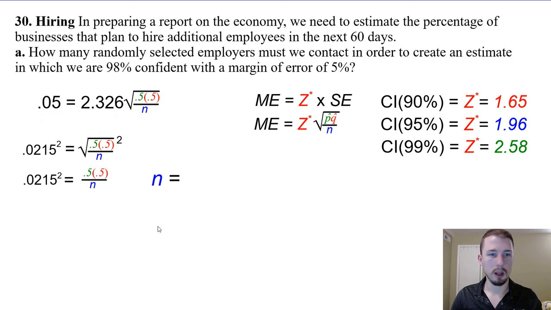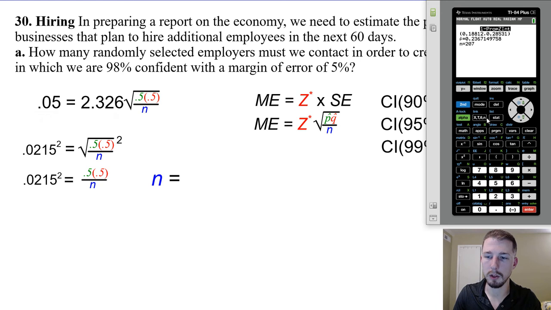All right, number 30, hiring. In preparing a report on the economy, we need to estimate the percentage of businesses that plan to hire additional employees in the next 60 days. Okay, so we want to estimate the proportion of businesses in our local area that are planning on hiring somebody in the next 60 days so that we can publish this in a newspaper or whatever we're trying to do. So how many randomly selected employers must we contact in order to create an estimate which we're 98% confident with a margin of error of 5%? So we're setting our margin of error at 5%, which is this part here, and then our z-score for 98%. That's not one of the common ones that we do, but we can find it, if you remember, by doing the inverse normal.